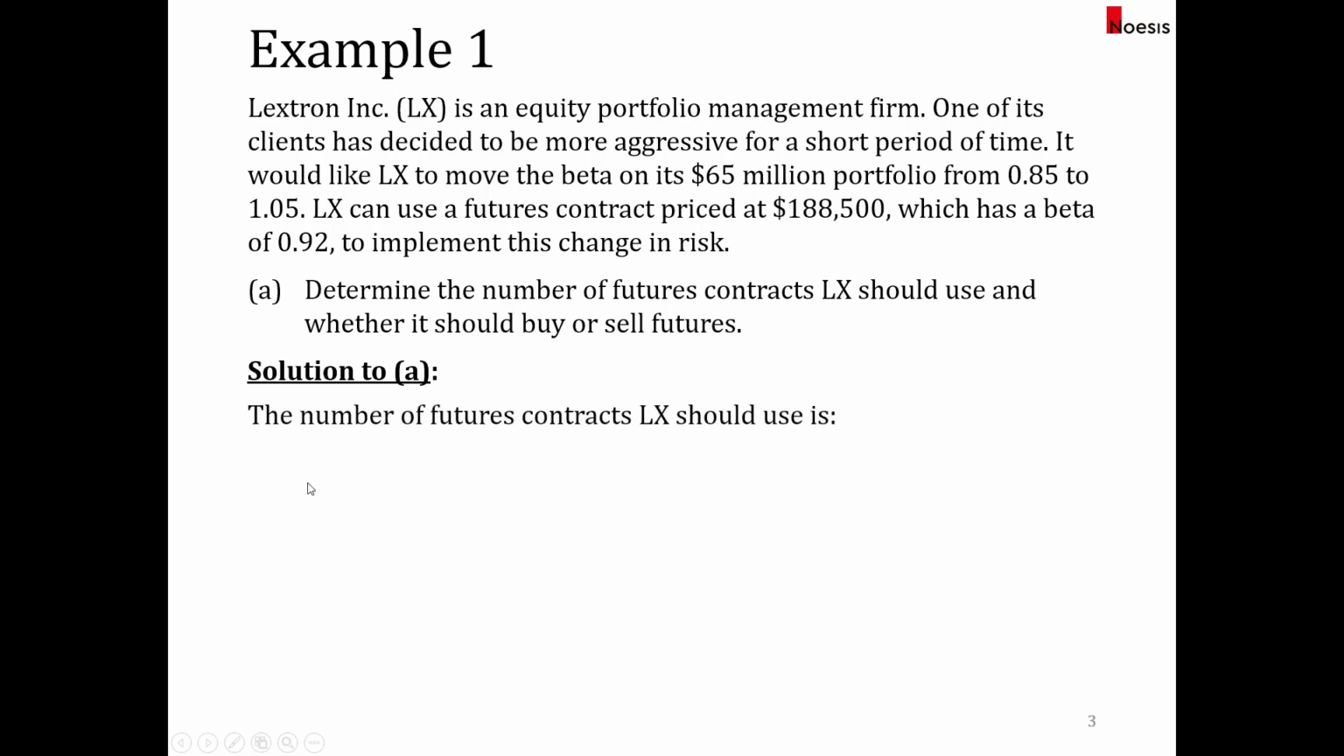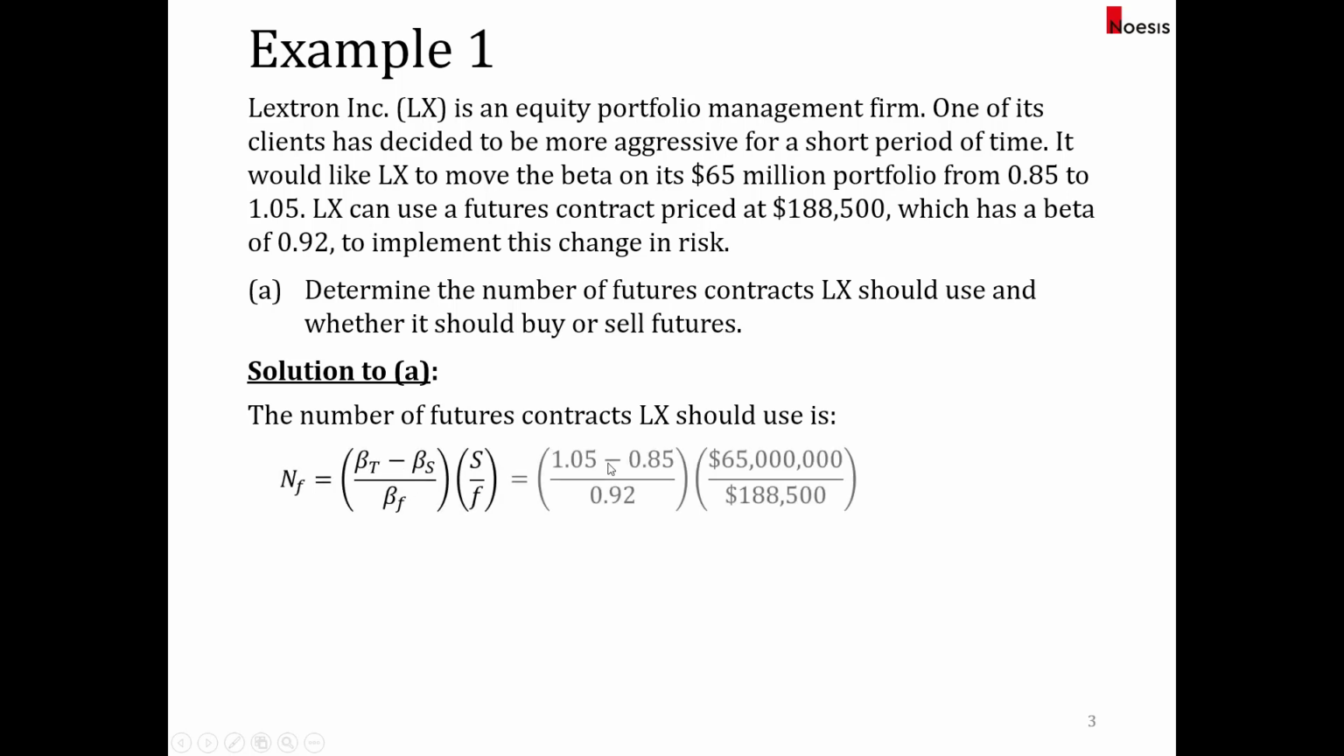So using the formula, we can then calculate the number of futures contracts required. The target beta is 1.05 minus 0.85, divided by the futures contract beta, which is 0.92. Now the equity value of the portfolio is $65 million, divided by the futures price, which is $188,500. That gives us 74.96. So LX will have to buy 75 contracts. Remember to round the answer to the nearest whole number.